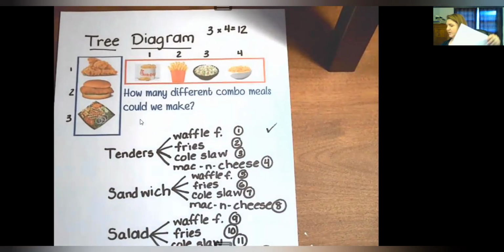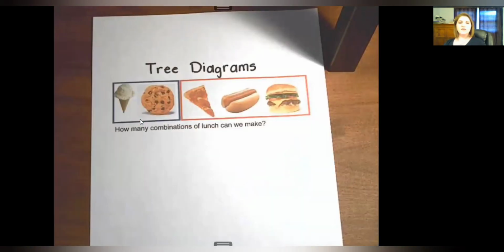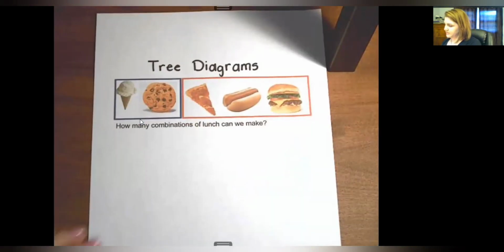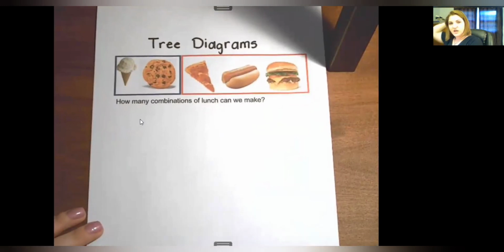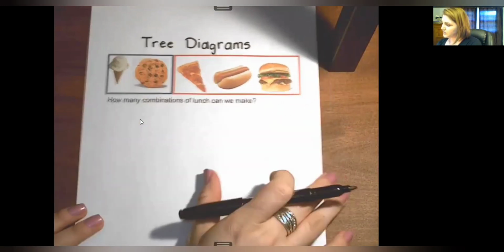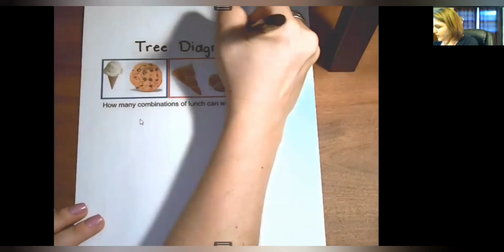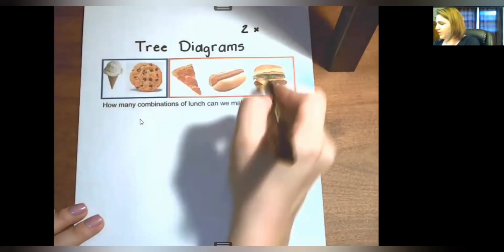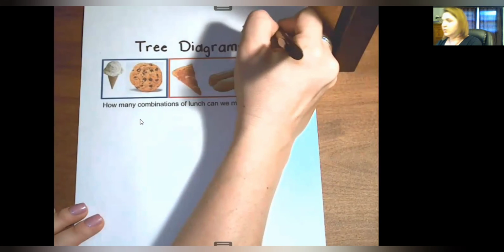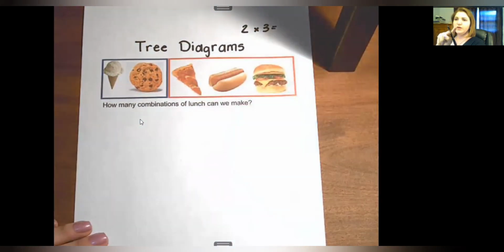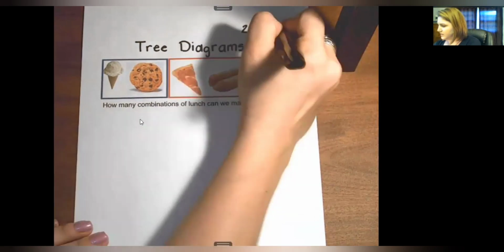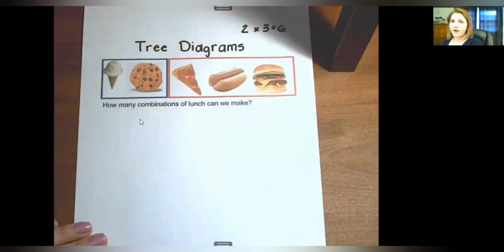Now let's take a look if we went to a different restaurant. They might give you these choices. So let's do our simple calculations first. If I have 2 desserts, I multiply that by 3 entrees. What is 2 times 3? We'll hold up 2 fingers. 3 plus 3 is 6. You're exactly right. So let's make our tree diagram.